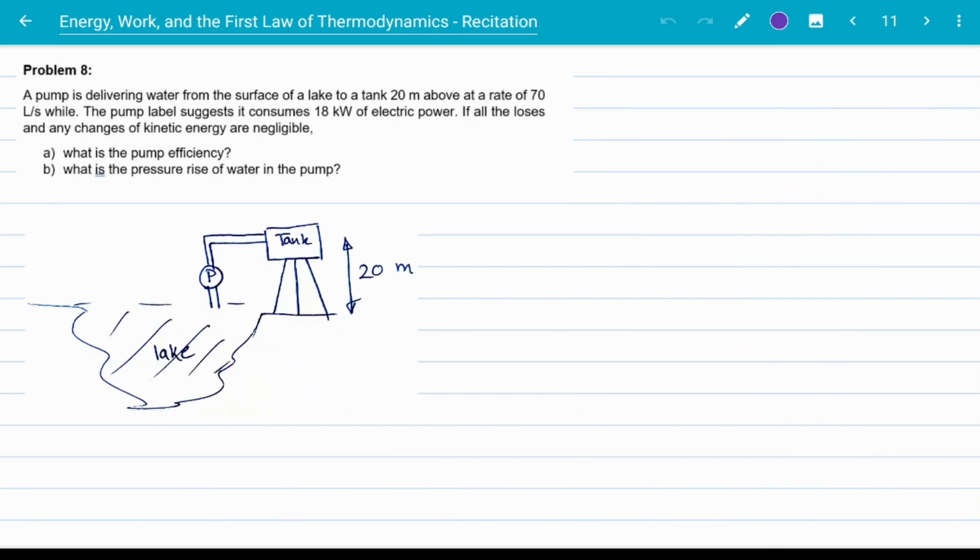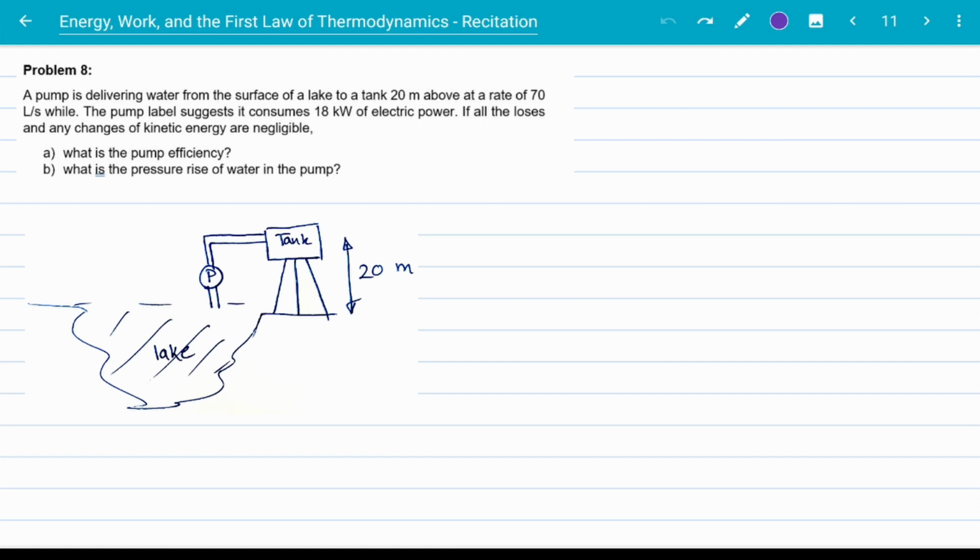Problem 8. We have a pump that is taking water from the lake surface and dumps it in a water tank 20 meters above the ground. If the pump is dumping water with a volumetric flow rate of 70 liters per second, and if the label on the pump says that it consumes 18 kilowatts of electricity, what is the efficiency of the pump and what is the pressure rise of water?